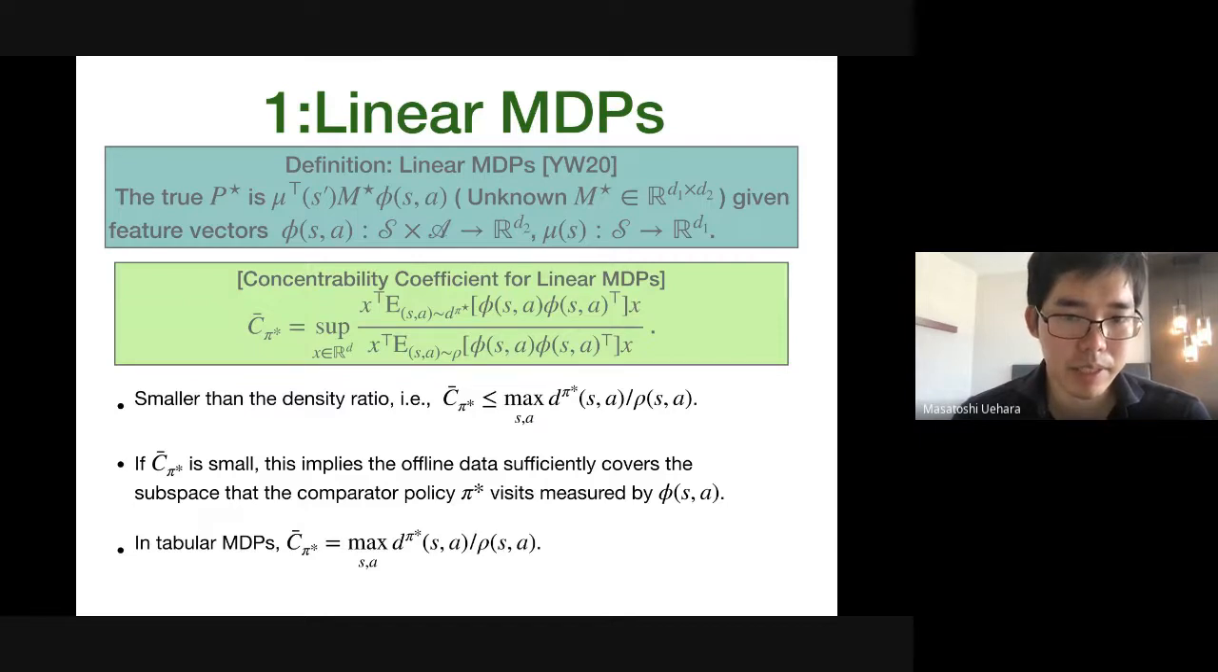The first property is that it's smaller than the density ratio. That's good. The second property is that in tabular MDPs, it's equal to the density ratio. Intuitively, this is saying that if C bar pi asterisk is small, this implies the offline data sufficiently covers the subspace that the policy pi asterisk visits, measured by phi. I'm not sure this is very interpretable, but in offline RL, people often assume that the offline data covariance matrix, I mean the covariance matrix averaged by rho, is full rank, or the least eigenvalue is lower bounded by some constant. So in this sense, this assumption is still very natural.